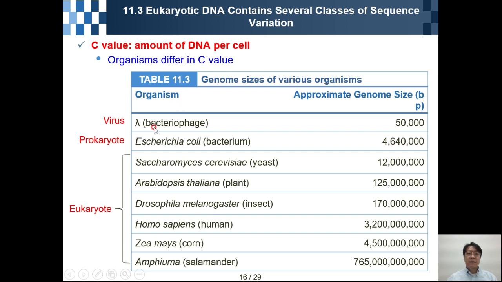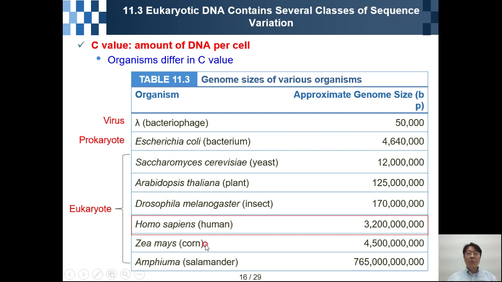Let's start from the bacteriophage. The bacteriophage is a virus and its C value is only 50,000. How about E. coli? E. coli is a prokaryote and its genome size is 4.6 million, so its C value is 4.6 million. From yeast to salamander, this group belongs to the eukaryotes. The yeast genome size is 12 million. Now we are interested in Homo sapiens, human. Our human C value is 3.2 billion. But you will see that for corn and salamander, the C value is larger than the human.